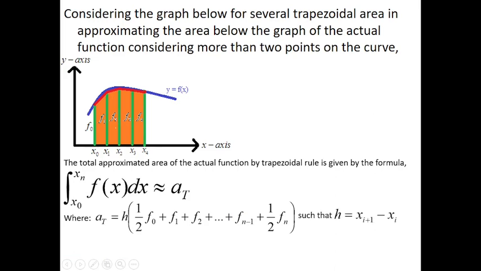So such that h is equal to x sub i plus 1 minus x sub i. Okay, so we have 4 h here. We have 4 altitudes and they are all equal.